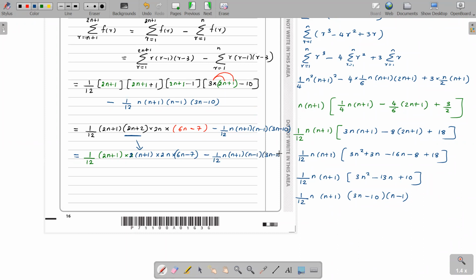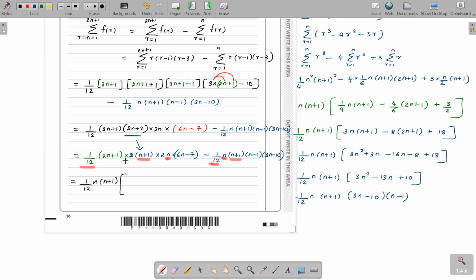Okay, this part is the same. I'm just repeating the same thing again. Now I'll take the common thing out. We are anyway supposed to take 1 over 12, n and n plus 1 out. Are you all with me? I'm going to take 1 over 12, n and n plus 1 out. All these go out.